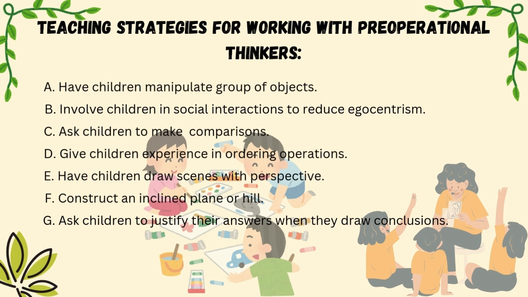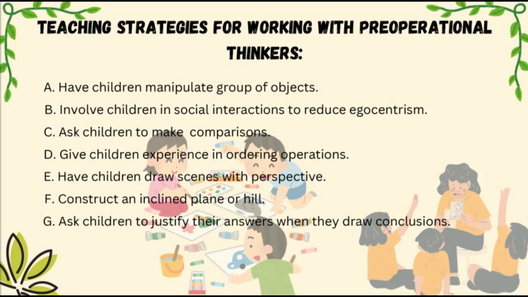So first is have children manipulate groups of objects. Second is involve children in social interactions to reduce egocentrism and see the world from others' point of view. Ask the children to make comparisons. So this might involve such concepts as bigger, taller, wider, heavier, and longer. Next is give children experience in ordering operations. Then have children choose scenes with perspective.